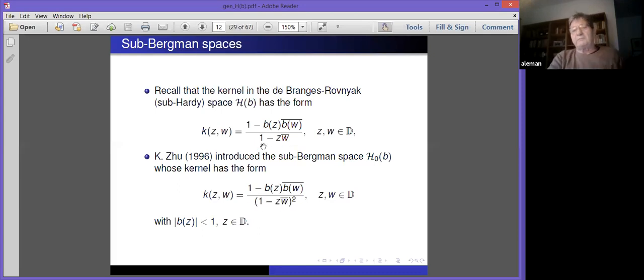So in other words, instead of the Cauchy or Szegő kernel that you use to define the Branges-Rovnyak space, you use the Bergman kernel here. So that's why Zhu called them sub-Bergman spaces. So B is again bounded by 1, analytic in the disc. Okay, so this is 1996.